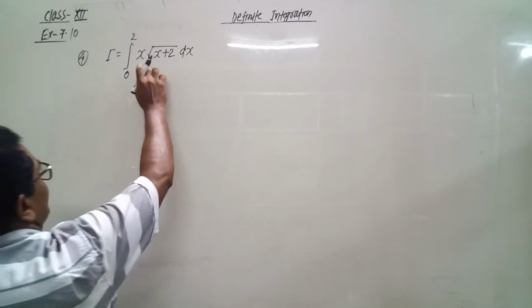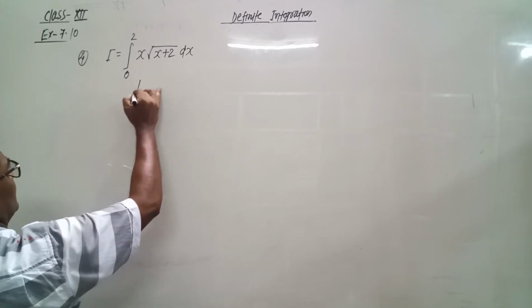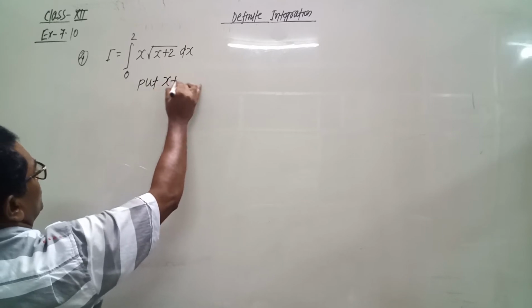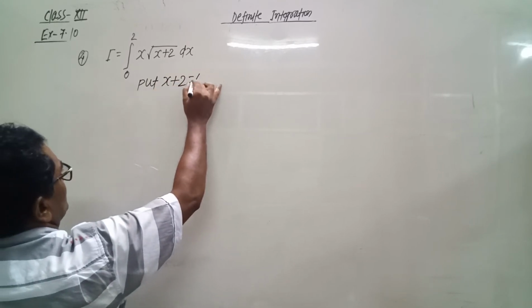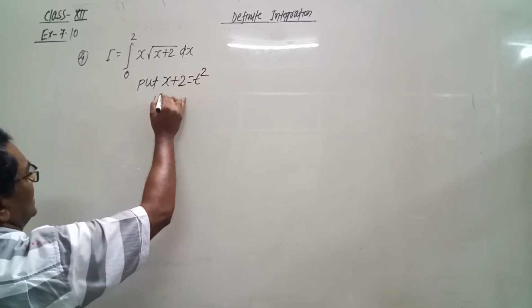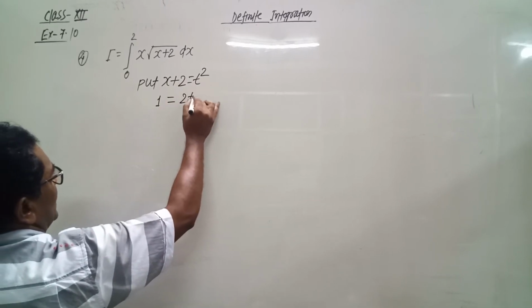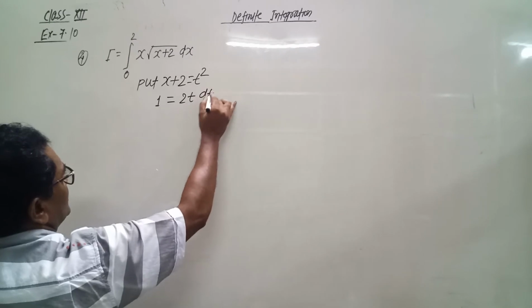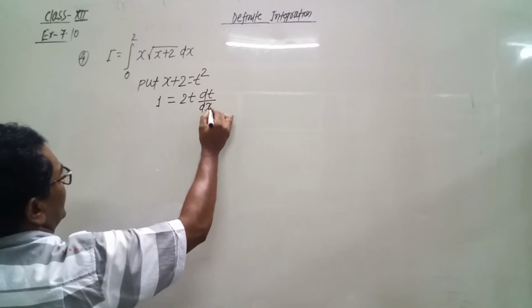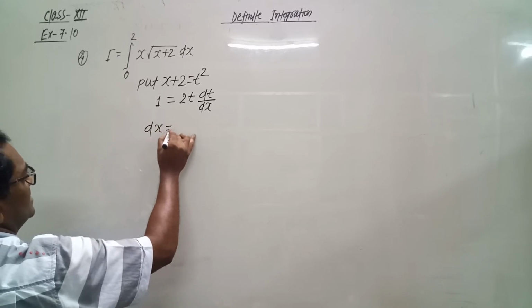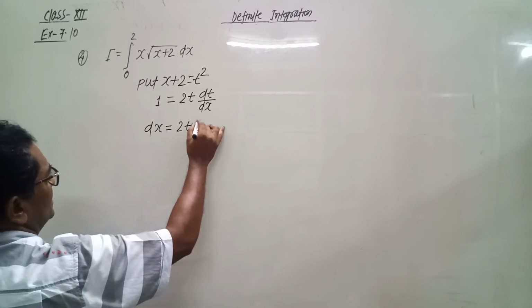Here we put the term containing the square root. So put x plus 2 equals t square and differentiate both sides. Differentiation of x is 1, differentiation of t square is 2t, and differentiation of t is dt by dx. So by cross multiplication, we get dx equals 2t dt.